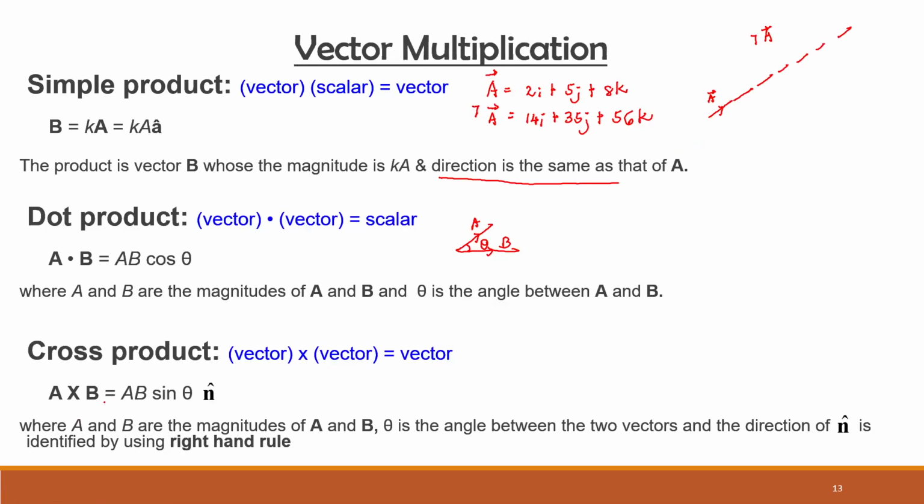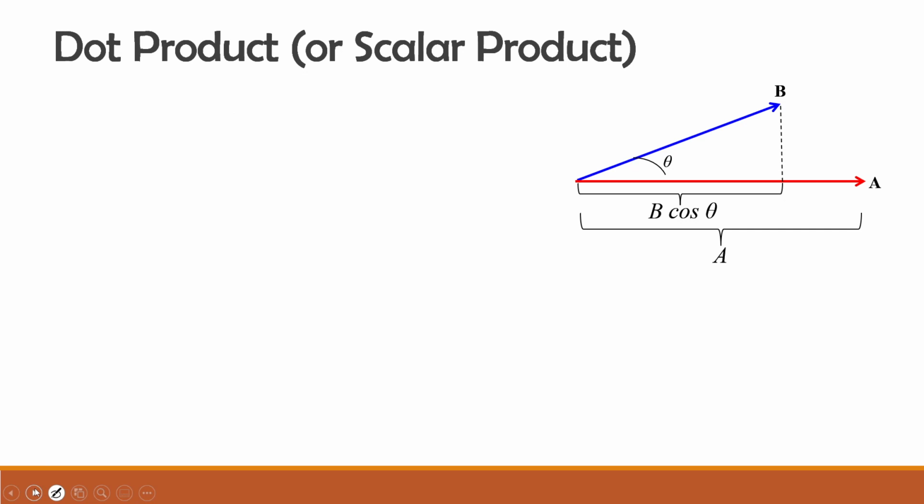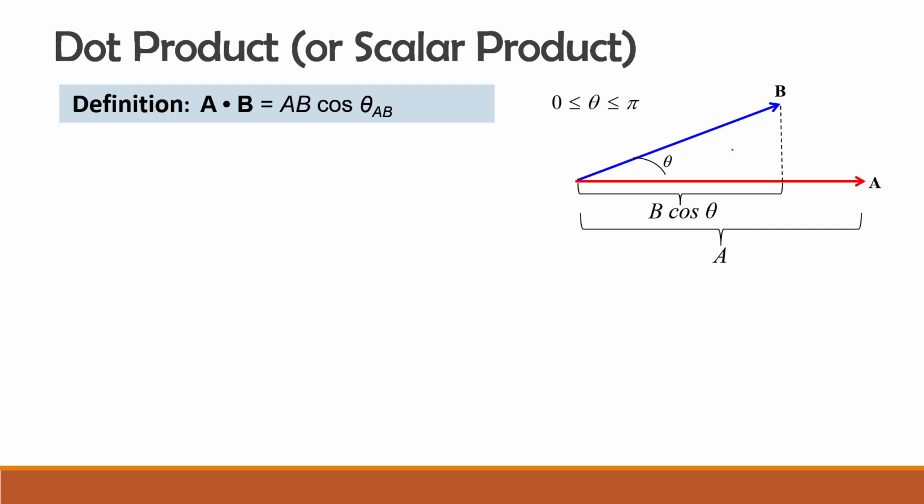A cross B is equal to AB sin theta, and the result is a vector. Then the simple product, as we have shown just now: if B is K times A, then you take a scalar K and multiply it with each component. For the dot product, the red color is A, B, so theta is between vector A and vector B.